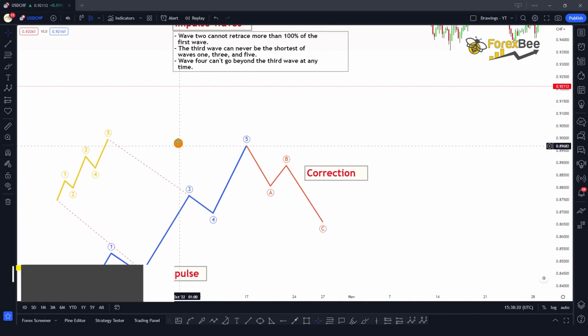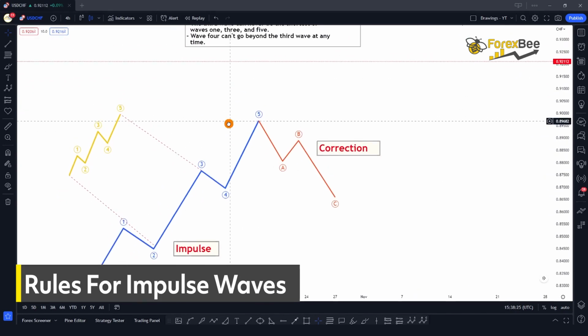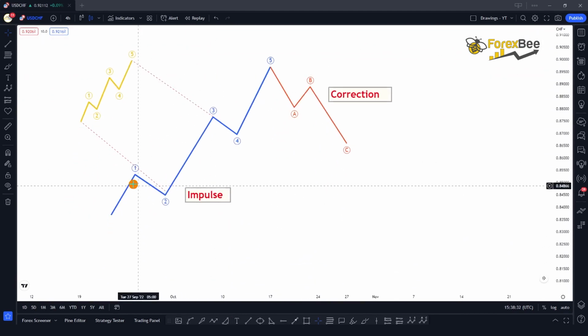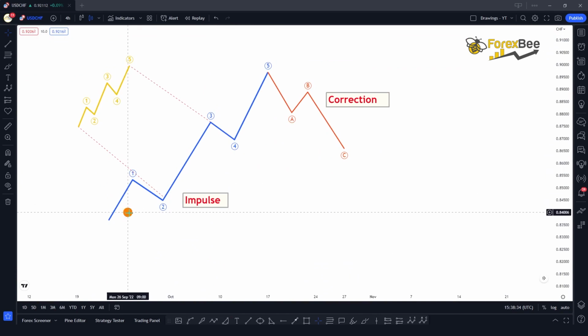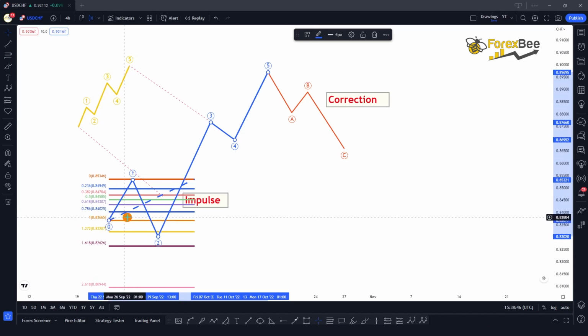And there are some rules that have to be followed while this impulsive wave is forming. The first rule is that wave 2 cannot retrace more than 100% of the first wave. For example, if we take the Fibonacci retracement tool and draw the retracement for wave 1, this wave 2 cannot retrace more than 100%. So this wave 2 cannot go below this wave 0 level.